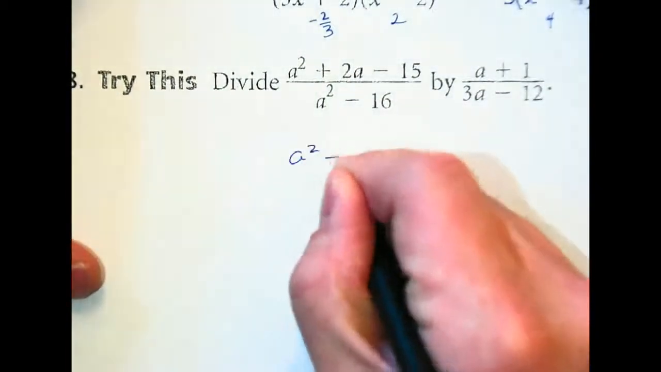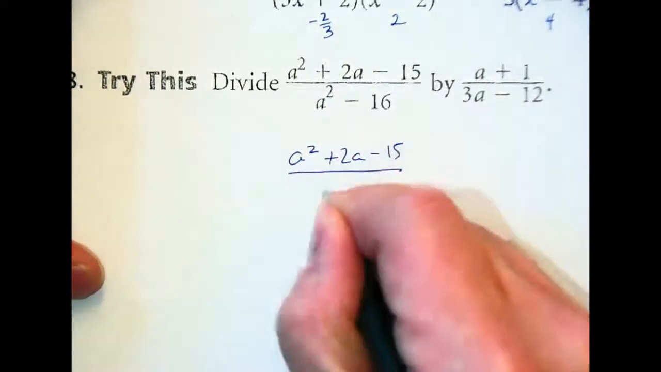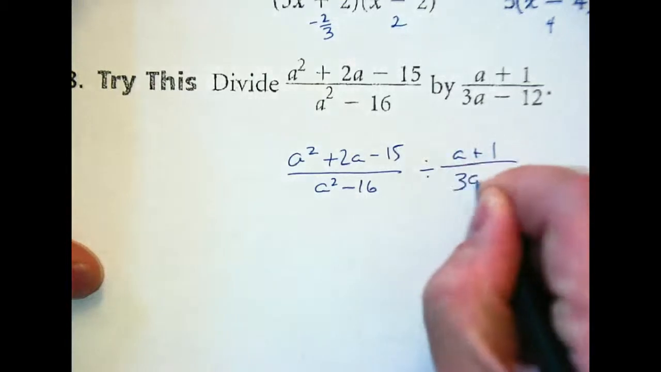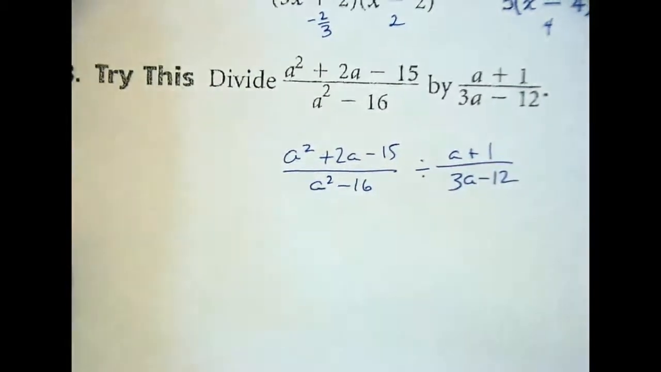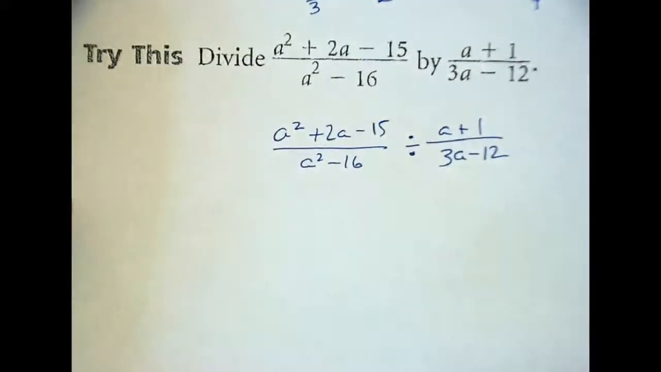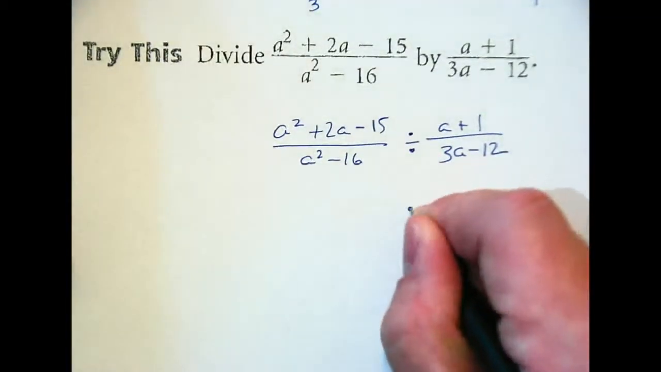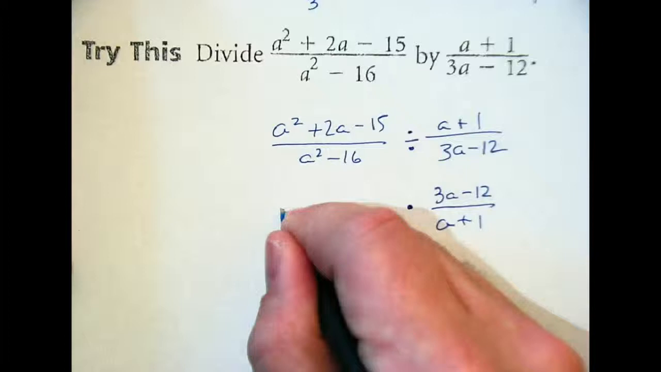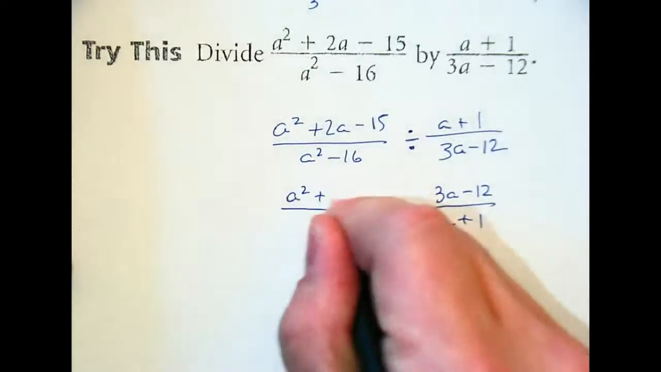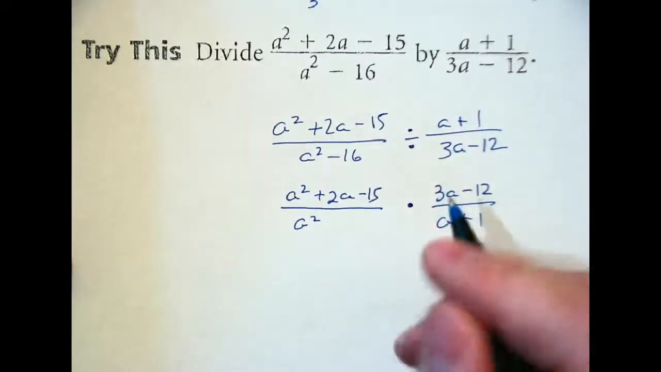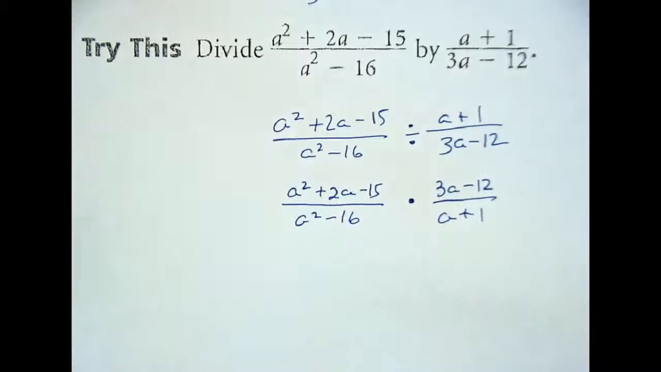Okay. A squared plus 2a minus 15 over a squared minus 16 divided by a plus 1 over 3a minus 12. Now, some students like to factor first. I personally like to deal with the division symbol. We don't usually divide fractions. Our minds function a little better in the mode of multiplication. So we are going to multiply by the reciprocal. Now, I realize some of you may have been taught earlier on in elementary school that when I divide fractions, I just cross multiply. I would suggest you do not use that method. That will mess you up more than you know in the long run.